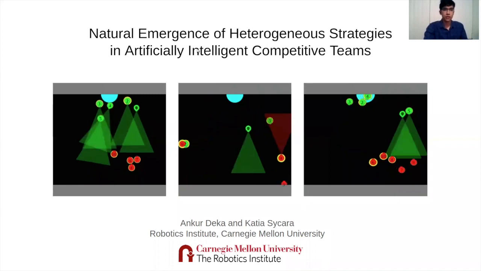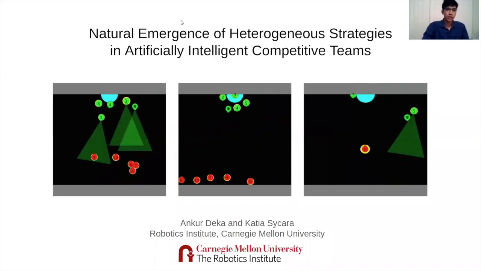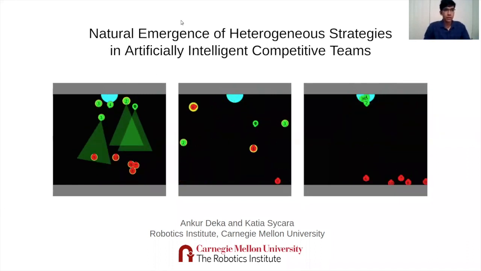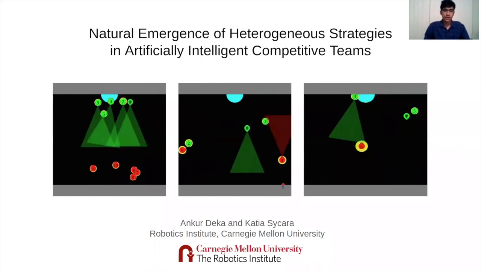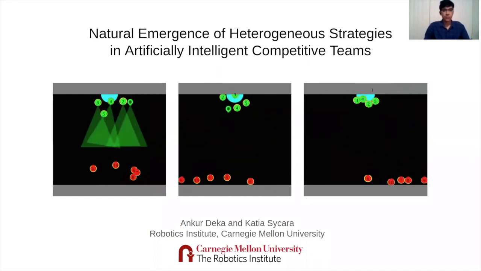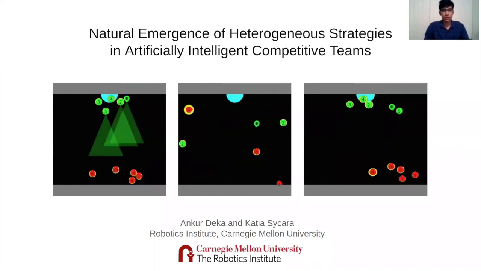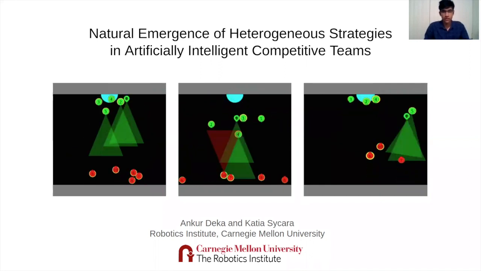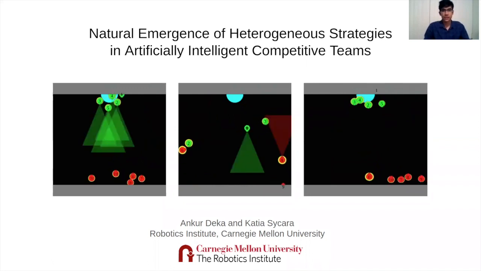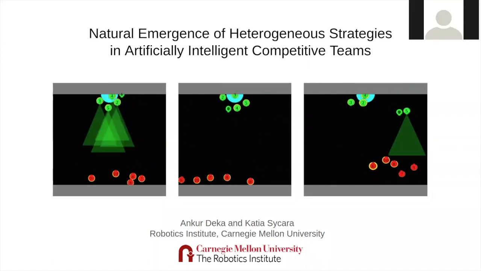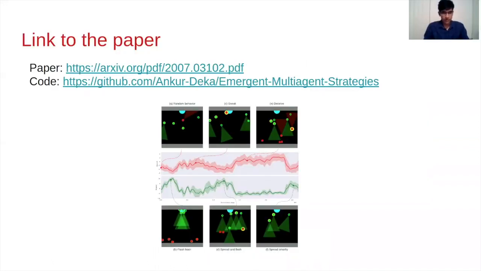Okay, hello everyone. My name is Ankur. I'm a graduate student at Carnegie Mellon University and I work on multi-agent reinforcement learning. I am supervised by Katia Sycara. I am happy to be here today to talk about our paper, Natural Emergence of Heterogeneous Strategies in Artificially Intelligent Competitive Teams. The title seems a bit daunting, but sometimes we have to come up with such titles to get attention. So yeah, here's a quick link to our paper and the code repository.